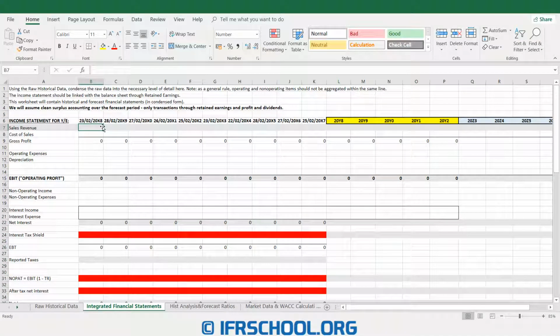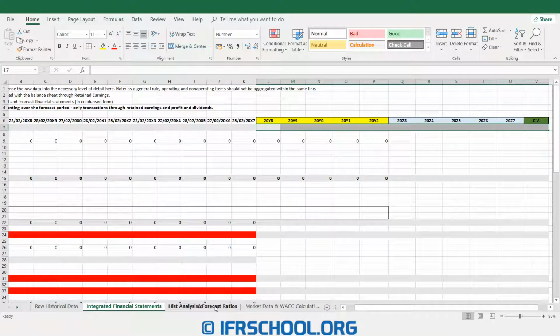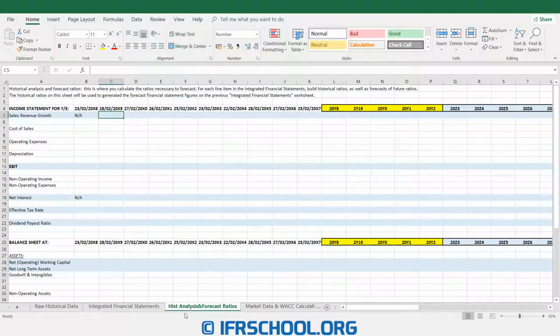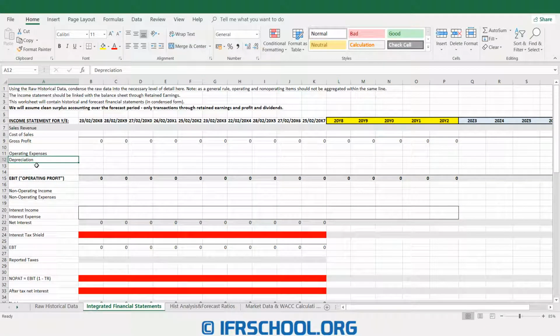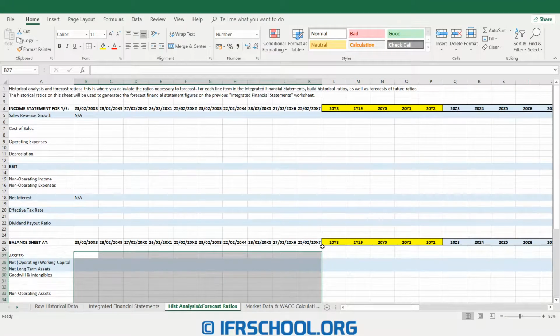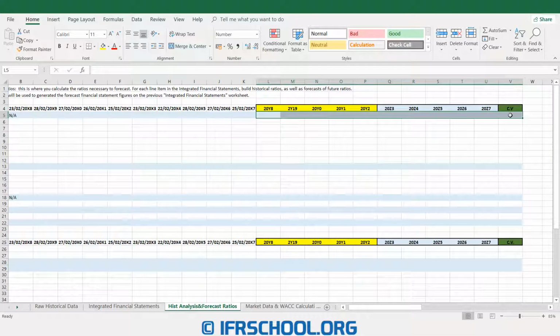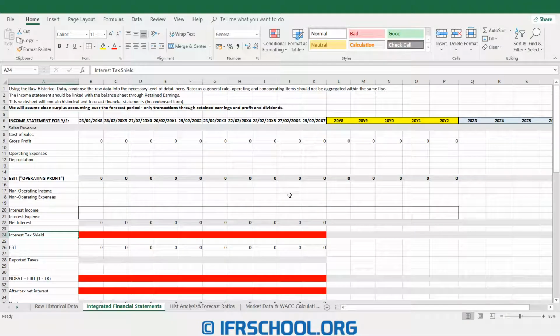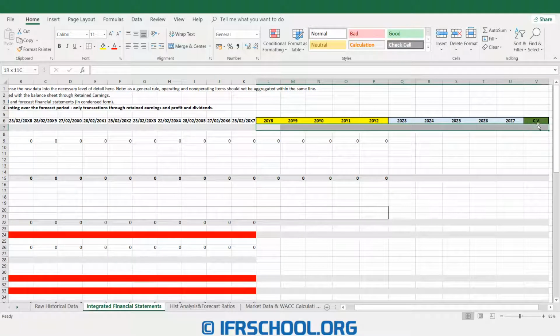So how do we project the financial statements into the future? How do we forecast the financial statements over the horizon period? We will use the next tab, the Historical Analysis and Forecast Ratios tab, to do this. In order to project the financial statements into the future, over the forecast period, we have to think about what drives each one of the line items in the integrated financial statements. We have to consider what factor causes each line item to change. Once we've determined a driver for each line item, we should then calculate historical ratios for the line items based on that driver. We can use the historical ratios as an input to predict the forecast ratios over the future period. We then use those forecast ratios in order to project or forecast the financial statements over the forecast period.